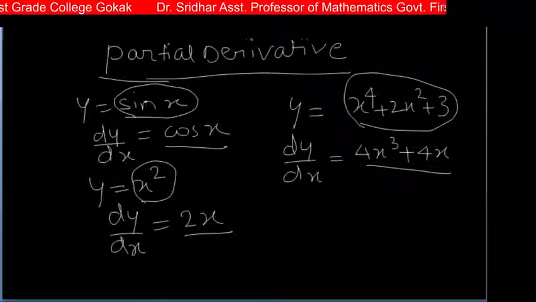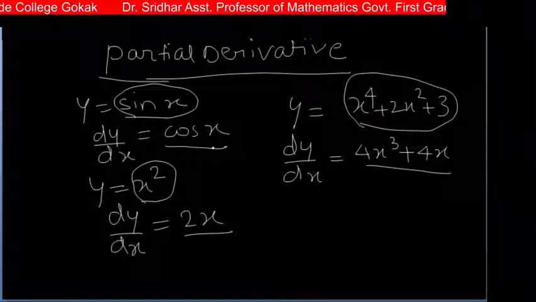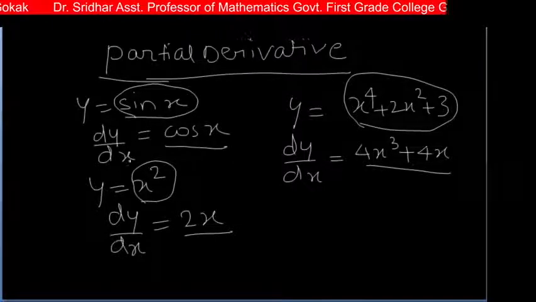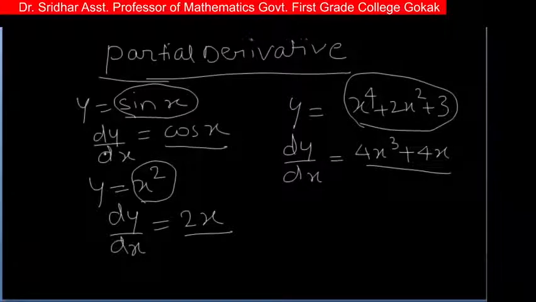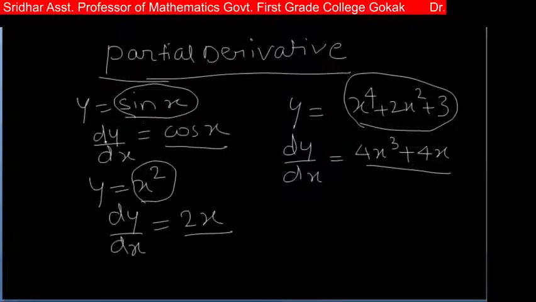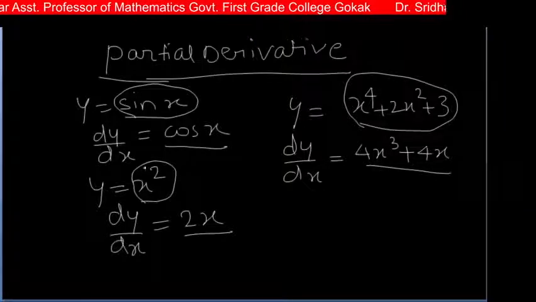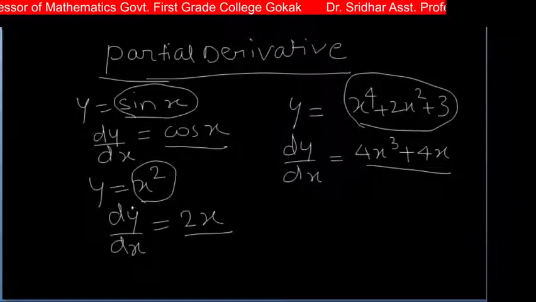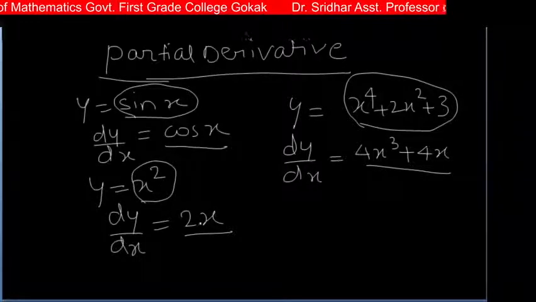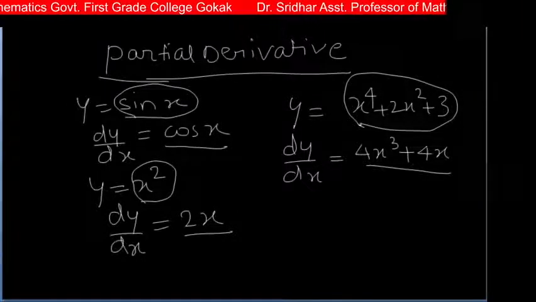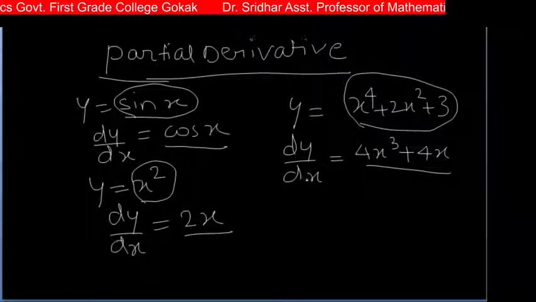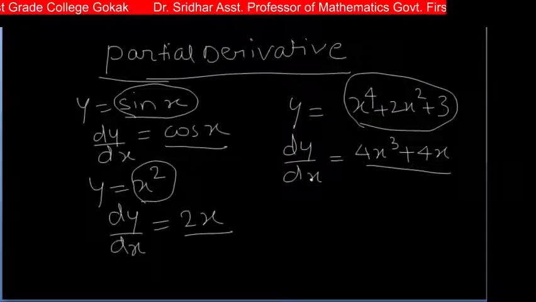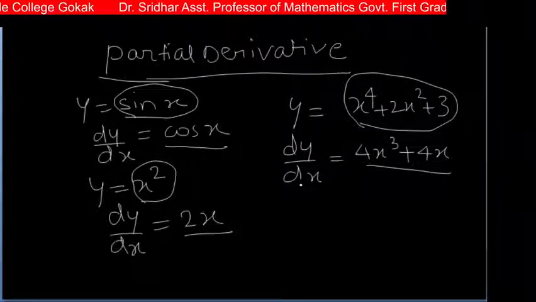Now see here, all these functions contain only one independent variable. So this is known as ordinary derivative, and its differentiation is very simple. Just differentiate y with respect to x, which gives cos x, and for y is equal to x square it gives 2x, and for y is x raised to 4 plus 2x square plus 3 it is 4x cube plus 4x. Only one independent variable, and you differentiate with that variable only. There is no other variable.